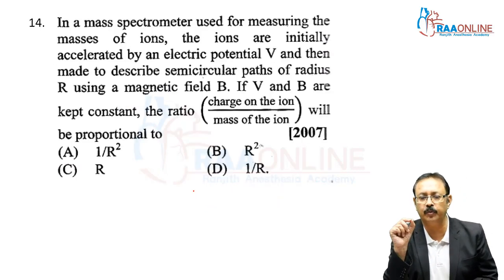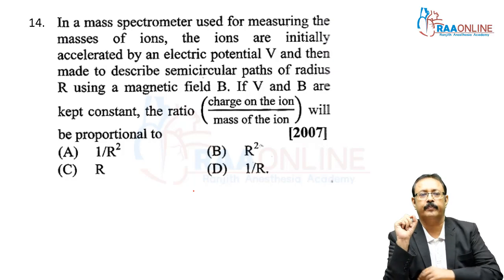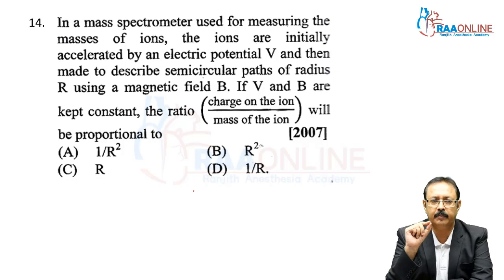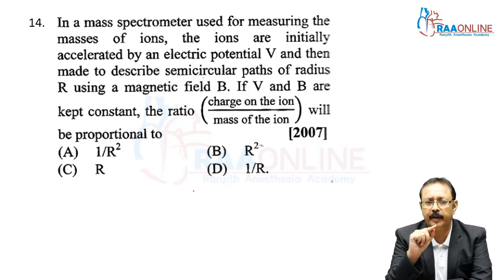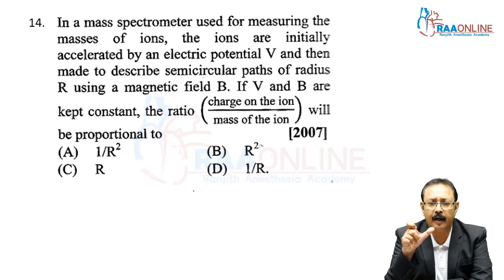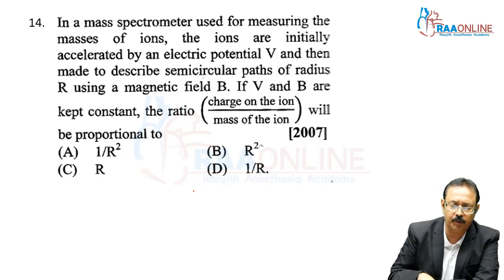Next, it is from 2007 AIPMT. In a mass spectrometer used for measuring the masses of ions, the ions are initially accelerated by an electric potential V and then made to describe a semicircular path of radius R using a magnetic field B. If V and B are kept constant, the ratio of charge on the ion, Q upon M, will be proportional to.